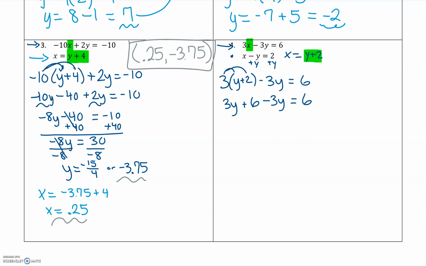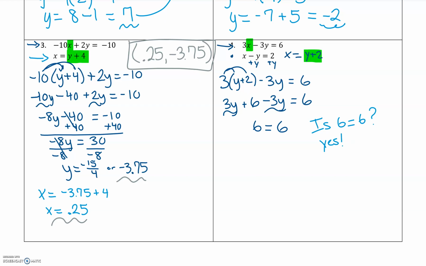Okay. So what we're going to notice here is that these are like terms and they combine. So 3y minus 3y, those go to 0. And I get that 6 equals 6. Whoa, there's no variable left. So my question is, is 6 equal to 6? Yes, it is. Okay, it always will be equal to 6 because it's the same number.